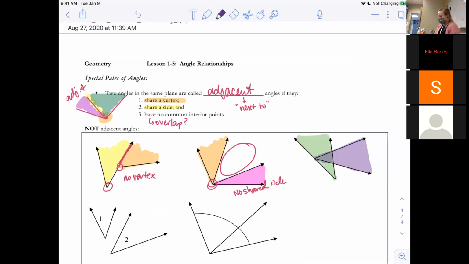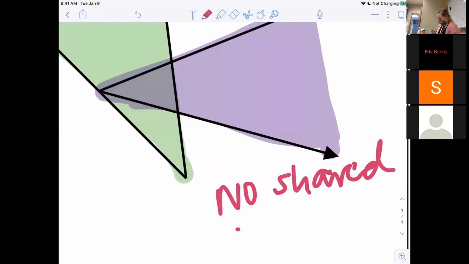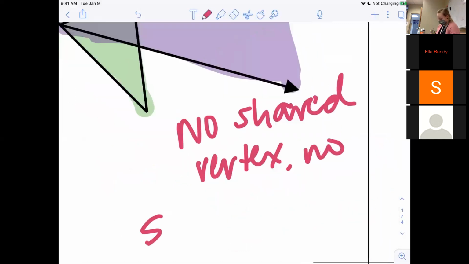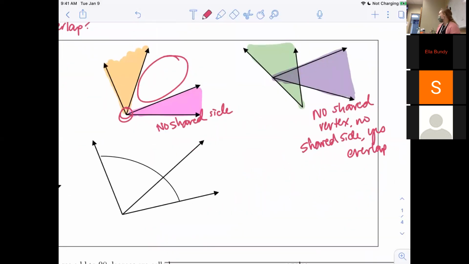So there's all the problems. Everything's a problem here, right? No shared vertex. No shared side. And yes, overlap, which is a problem. Good. We are full of problems on that last example.